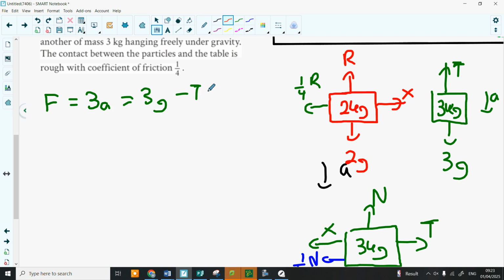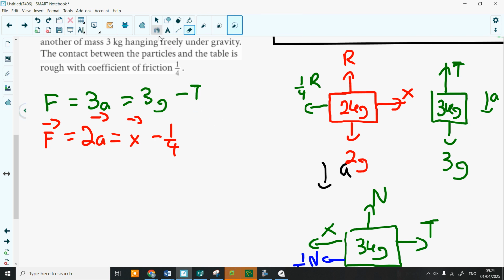We'll do the red one, the 2 kilogram one, okay? So we all agree force is going right, which is what? 2a. You're right about the X though. X drives it to the right. What makes it go left? 1/4 R. And we're going to sub out R with 2g. And what happens when we do that? Would you all be happy with g over 2? What? 0.5g? Or g over 2?